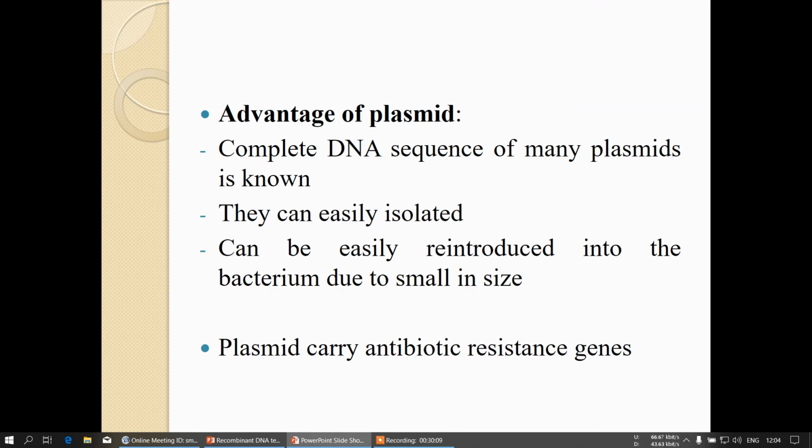What is the advantage of the plasmid? Because the complete sequence of the plasmid is known to us, it can be easily isolated from the bacteria. It can be easily reintroduced into the bacterium due to its small size during transfection, after we have produced the chimeric DNA. They also carry the antibiotic resistance gene, so the cells cannot die easily.